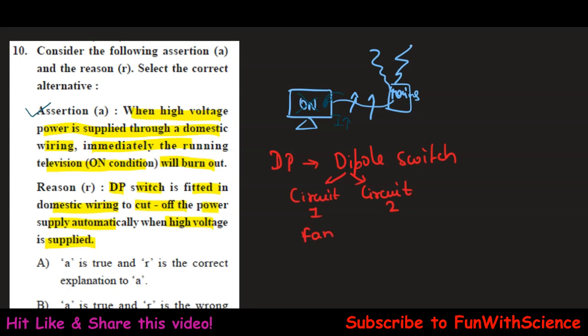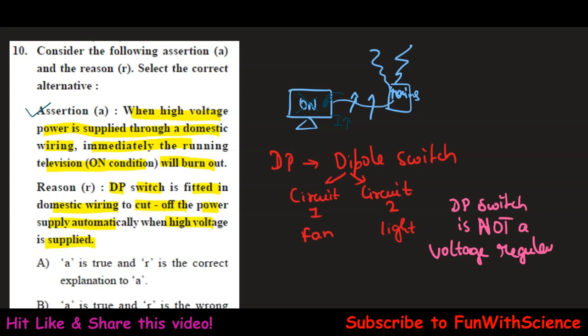Suppose let us say circuit 1 is a fan and circuit 2 is some light. So with just a single switch we can control both the fan and light, but it does not act as a voltage regulator. So we can say DP switch is NOT a voltage regulator. What is a voltage regulator? It is a device which regulates the voltage. Whenever there is a surge in voltage, it turns off the switch or cuts off the power so that our device such as TV or anything is not harmed. While the assertion is true, the reasoning is wrong.